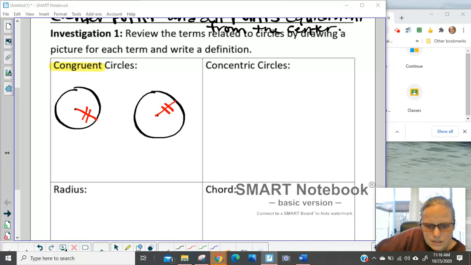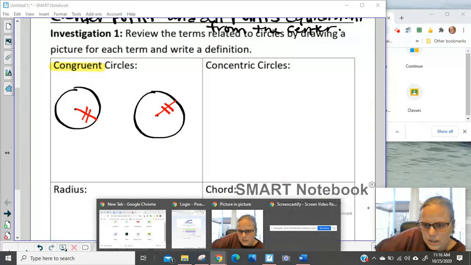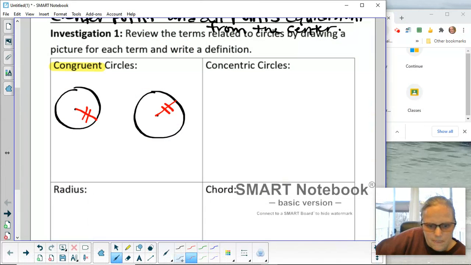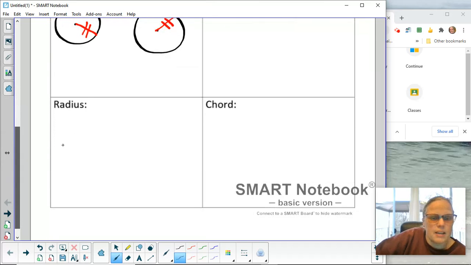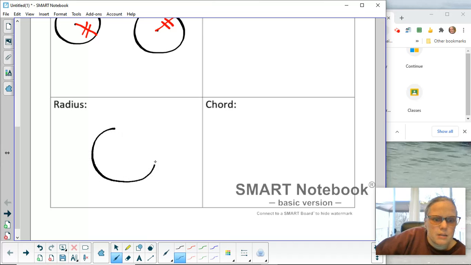All right, let's see here. What's going on? Let's close that. There we go. All right, the next one is radius. Now, radius is what we just marked up here. The radius is the measurement that tells us how big the circle is. So this right here would be the radius, the distance from the center of the circle out to a point that's on the circle.